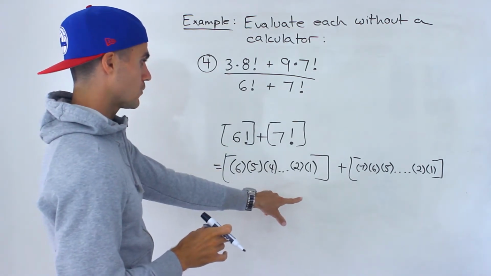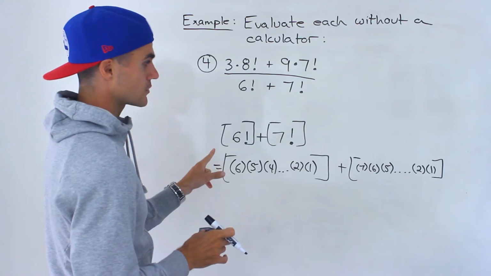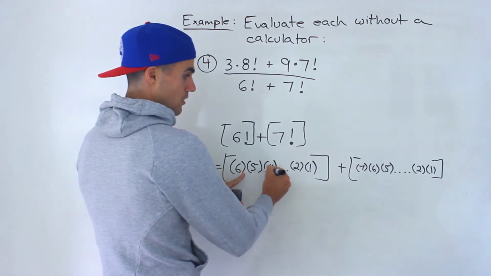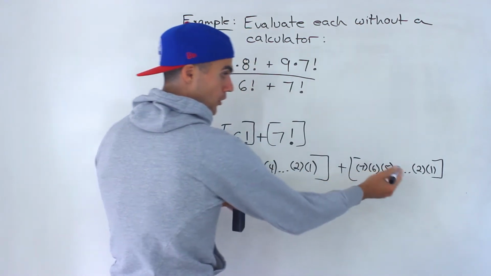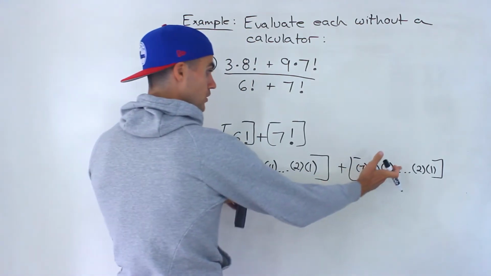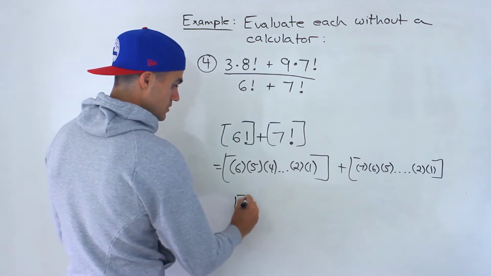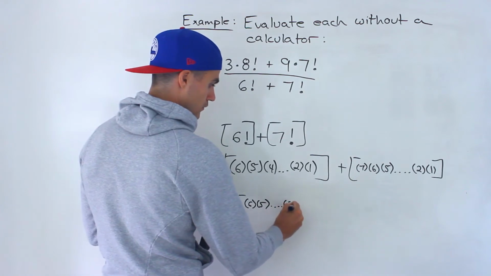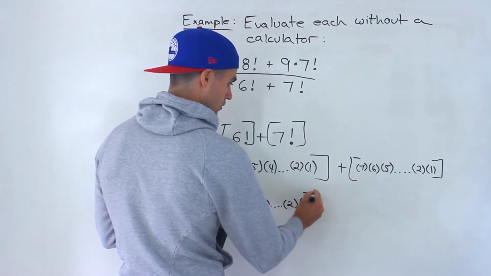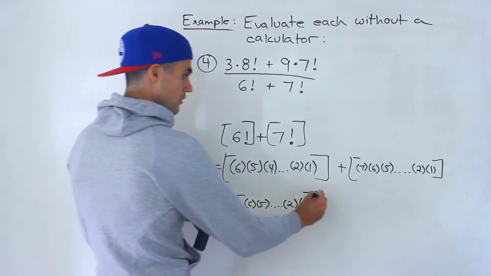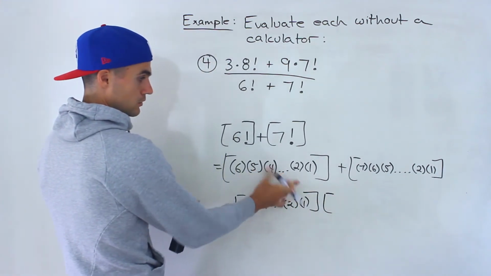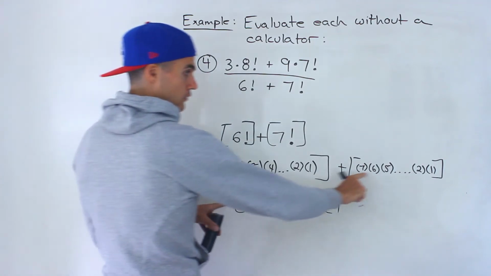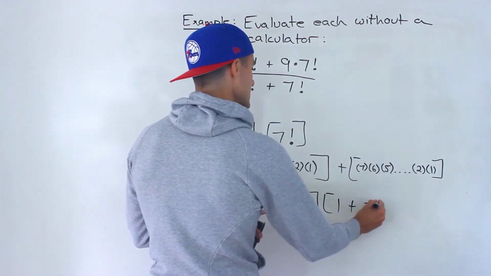To factor here, what we can take out is the smallest factorial. Because notice that 6 times 5 times all the way to 2 times 1 is common in both. Those multiplications are common in both. So we can take that out from both. And what would we be left with? Well, over here, we would just be left with 1. And then over here, we'd be left with a 7.